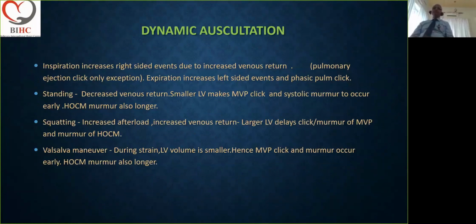Squatting in an older child increases the afterload. It increases the venous return. You have a larger LV. It will delay the click of a mitral valve prolapse. Valsalva maneuver you seldom employ in children. I will not refer to it.